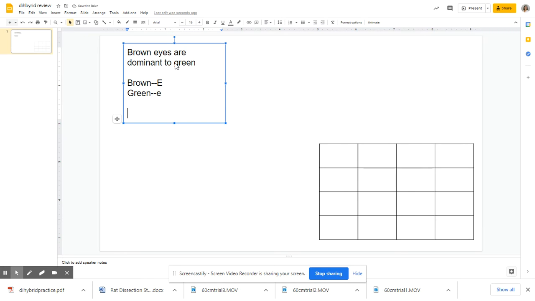We also know that in these particular dogs, solid color fur is dominant to spotted fur. So that means solid fur will be represented with a capital F, and spotted fur will be represented with a lowercase f. So here are our two traits.